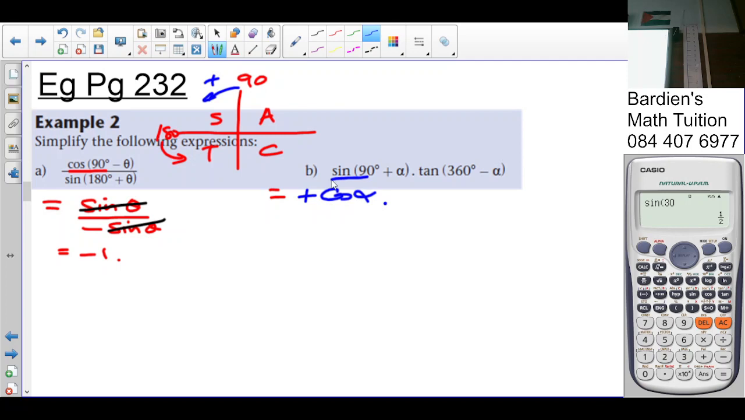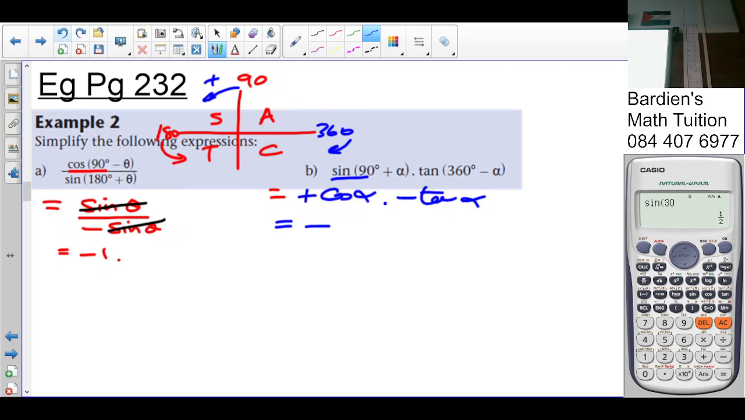360 minus, which quadrant is that in? Fourth quadrant. Is tan positive or negative? Negative. Okay, negative tan alpha. So what's positive times a negative? Negative. Negative tan alpha, so it's going to be negative.